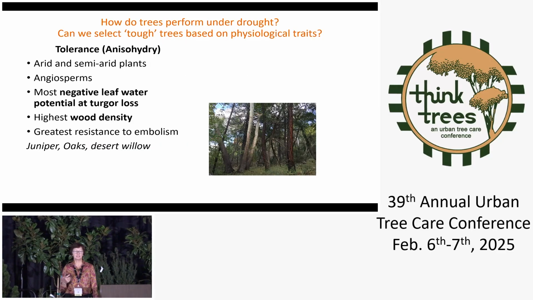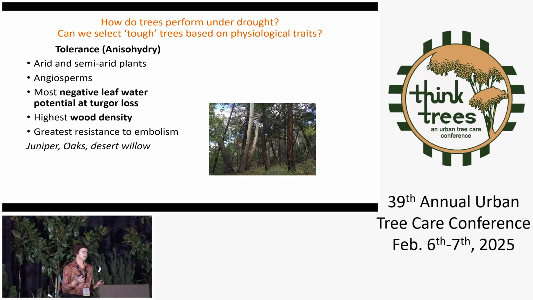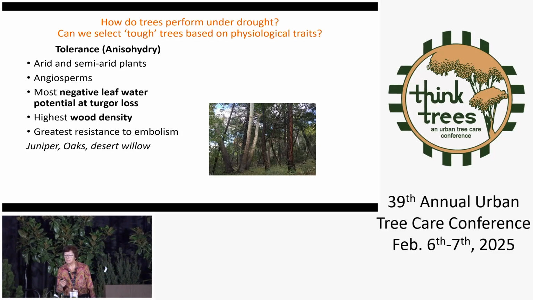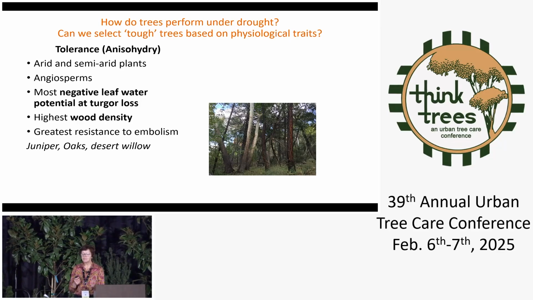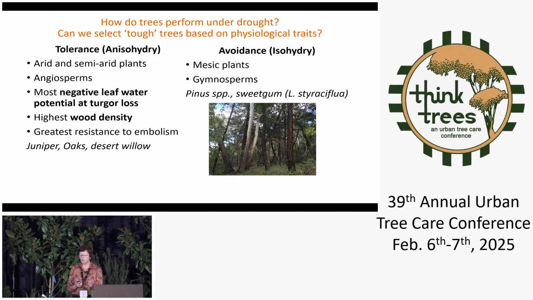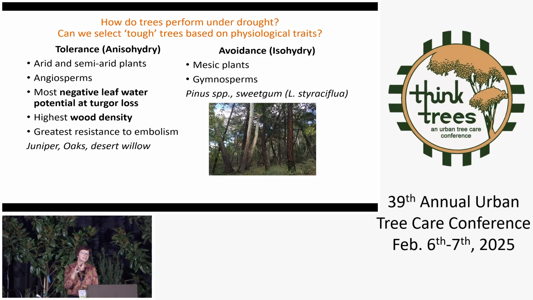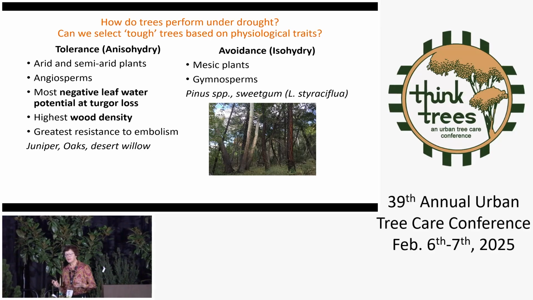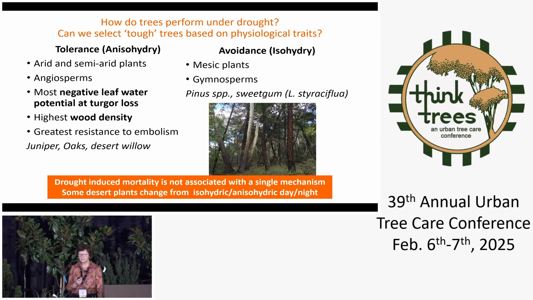So here's the question. You have seen some of those trees for the future, drought tolerant. Can we actually select tough trees based on the physiological traits? So if we select them for tolerance, then we have the ones using every bit, and hopefully we can either irrigate or rain will come, and that would work well. Or should we go for the ones that are more cautious, avoiding the drought, but at the same time then not going to their full potential in terms of photosynthesis? So there is no easy answer.